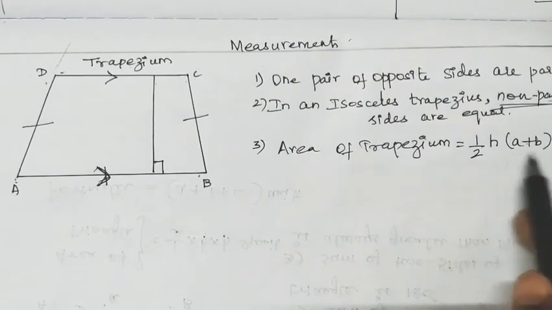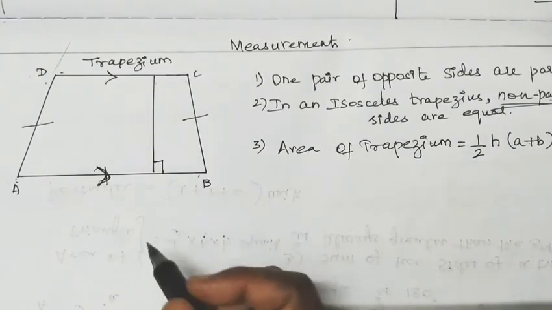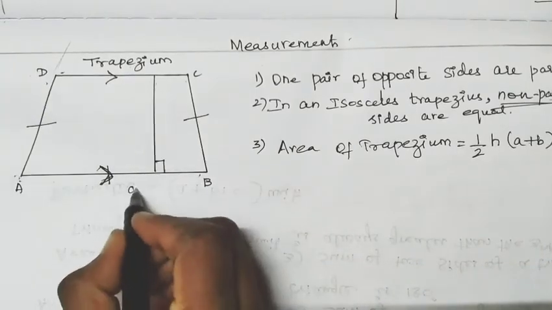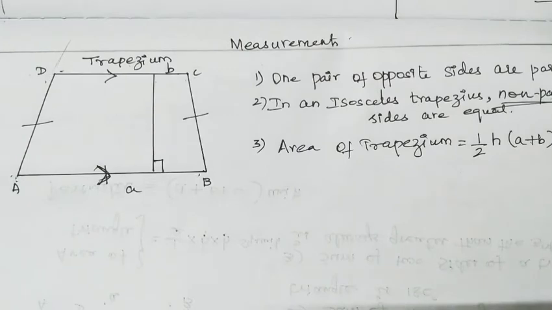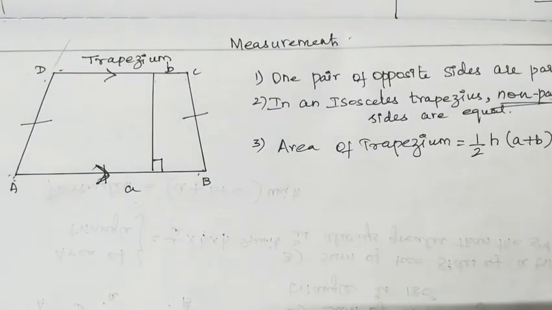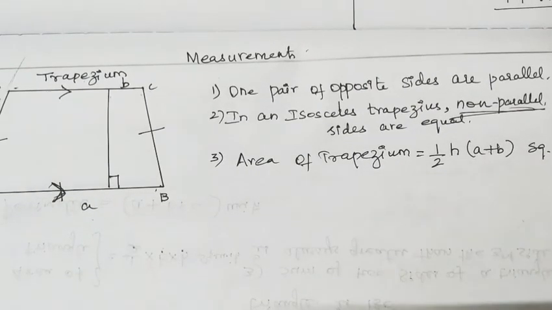And what are A and B? A and B are the length of the parallel sides. So A and CD is B. If you want, you can take this as A or B, no problem. So area for trapezium is half into h into a plus b square units. Okay, now let's see sums on this.